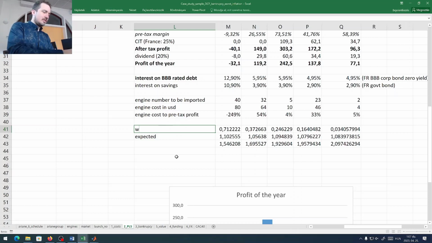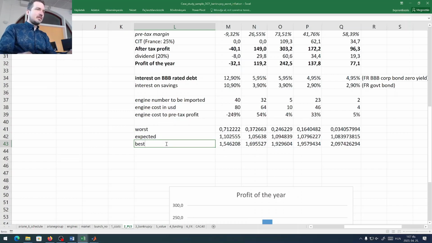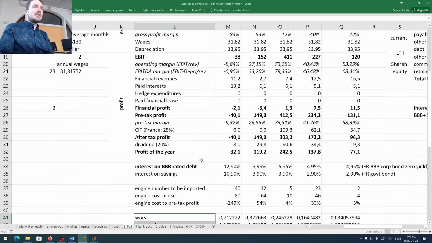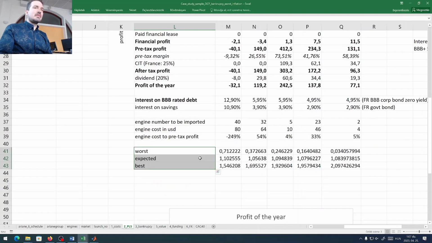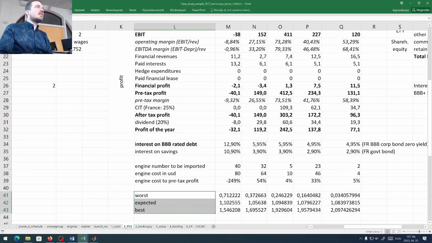So this is the best. We don't want to try this, what happens in this case, but okay, so now we can see that without any further implementation what can happen with the company.